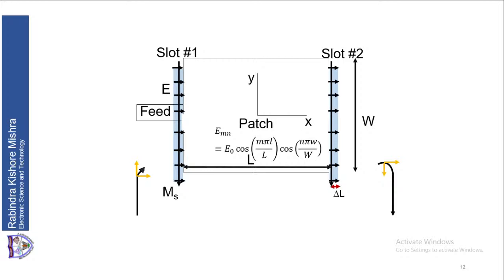Within the patch, the electric field will be of the form E_mn equal to E0 cos(m pi x by capital L) cos(n pi y by capital W), where capital L and capital W are the length and width of the patch. So this will be the form. Then for E10, the dominant mode, it will be E0 cos(pi x by capital L), and on the aperture EA it will be E0, constant and fixed. Put x equal to 0, it will be constant E0 because cos 0 is equal to 1. So on the aperture, the electric field is constant E0. EA is equal to E0 on the aperture.